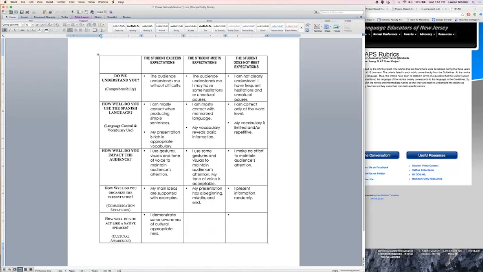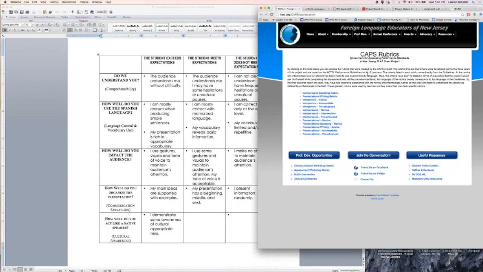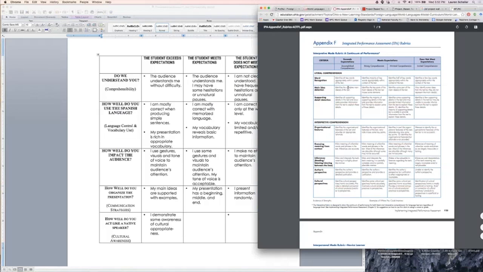But this is really about whether the student was understood. Do they have cultural understanding? Are they using the level of proficiency they should? Are they only using memorized words or sentences, or are they able to create with the language? So Foreign Language Educators of New Jersey has some great rubrics. On the ACTFL website, there are loads of examples of how to create integrated performance assessment rubrics. I would just encourage you to search that, and I'll share this particular one with you as well.